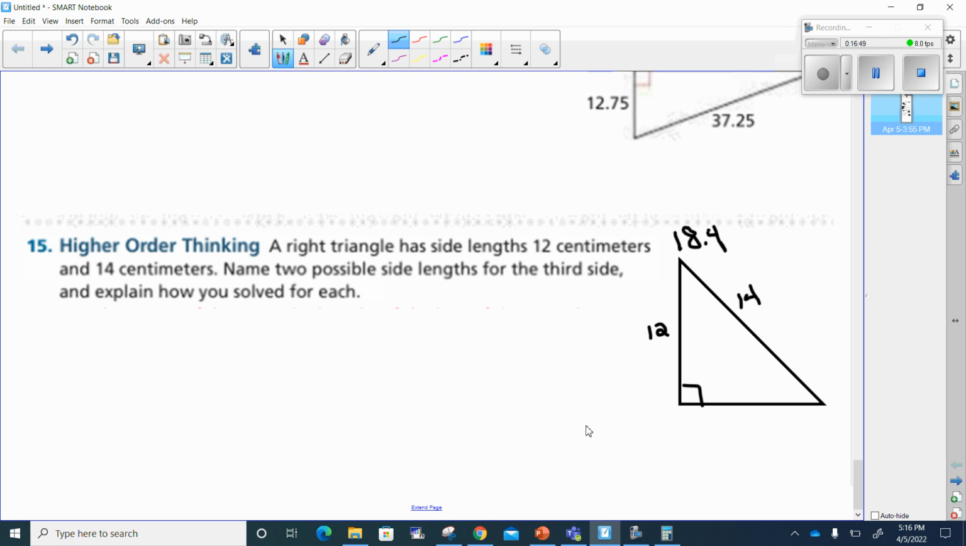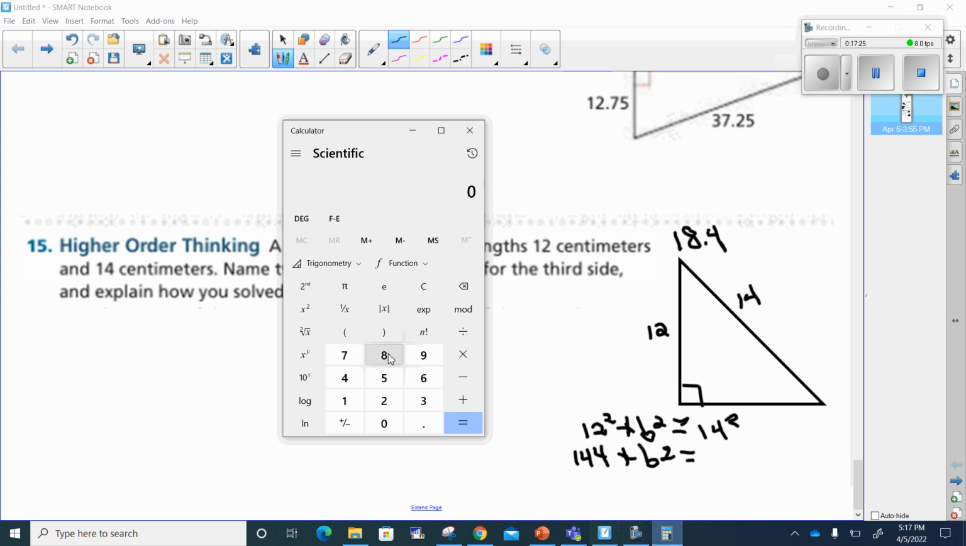And for doing that, I would have to take 12 squared and add it to b squared. And that would have to be equal to 14 squared. 12 squared is pretty easy. I know that's 144. So 144 plus b squared is equal to 14 squared. Let's find out what 14 squared is. That's 196. So this would be 196.